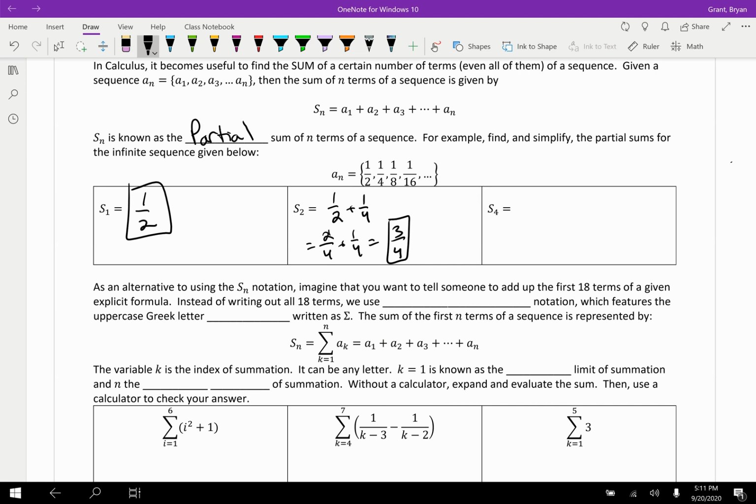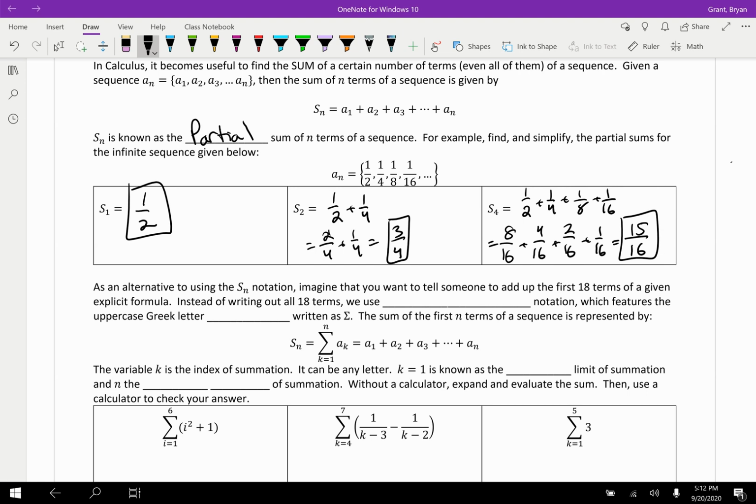And let's go ahead and look at S sub 4, or the fourth partial sum. 1/2 plus 1/4 plus 1/8 plus 1/16. I think we need common denominators. It looks to me like they all go into 16, so multiply by 8, we get 8/16, multiply by 4, 4/16, multiply by 2, 2/16, plus 1/16, and then sum these up. 10 and 5 makes 15/16.